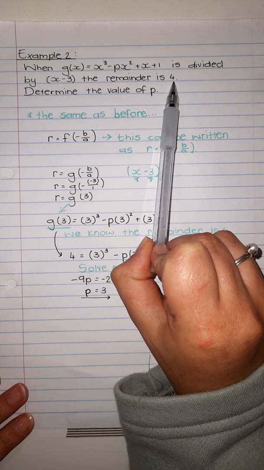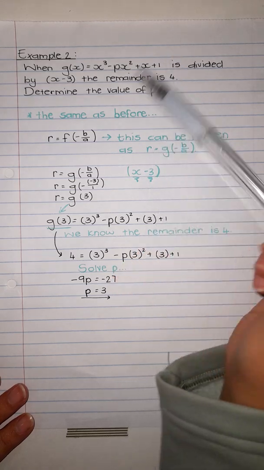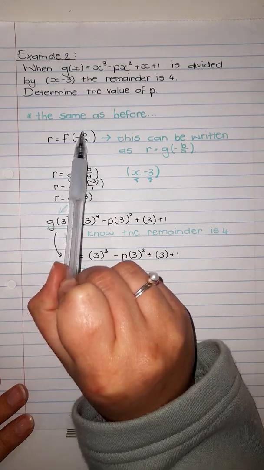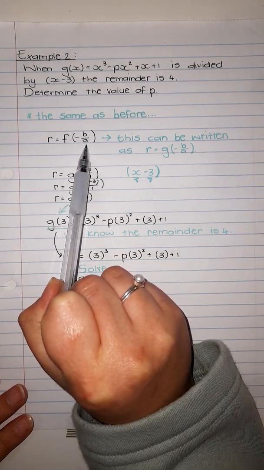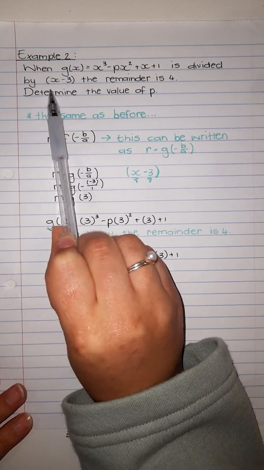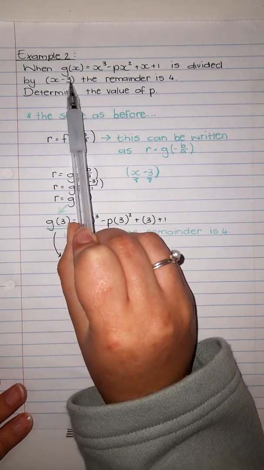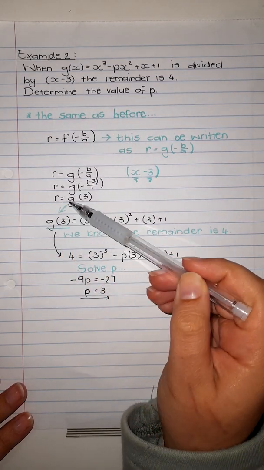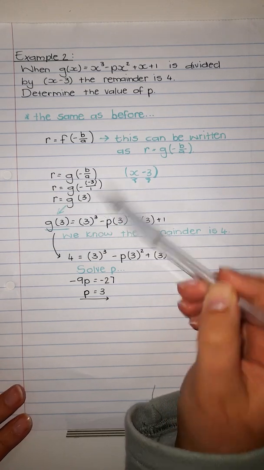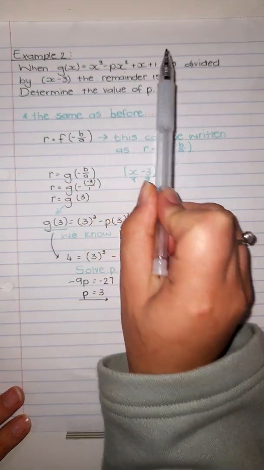So we already know that r equals 4. Okay, so it's the same as before. r equals f(negative b over a), and we substitute that in. So we have our a as what's in front of x, 1, and our b is negative 3. So then r equals g(3). So wherever I see x in this one, I'm going to substitute in 3.